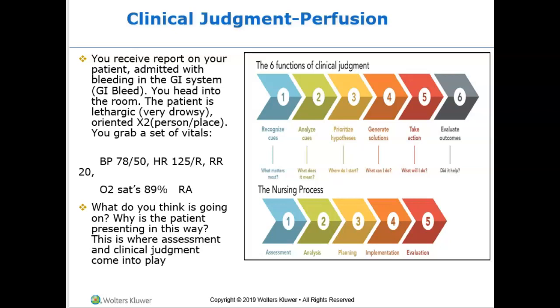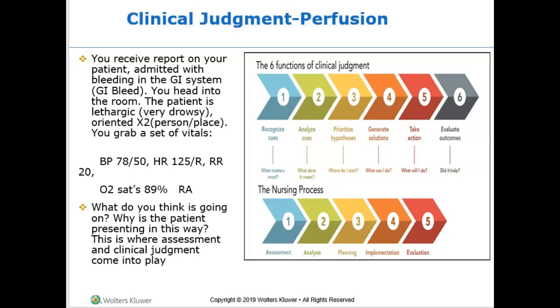So you get a set of vitals just to see what's going on, and you get those vitals. So what do you think is going on? Why are they looking like this? So if you're recognizing cues, what does it say is going on with the patient? It says they have a GI bleed. So if they have a GI bleed and their blood pressure is low, and I already gave you the example earlier that 78/50 had a MAP of 55, I believe. We already know that's not enough to perfuse our organs and our tissues at the capillary level where it exchanges with all of the organs and the brain even.